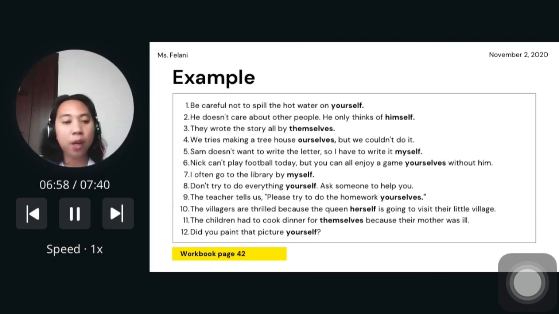Friends, you can check again your textbook, page 62, okay, for the details of reflexive pronouns. Here are the examples that I took from your workbook, page 42. You can check them again by yourself, okay?